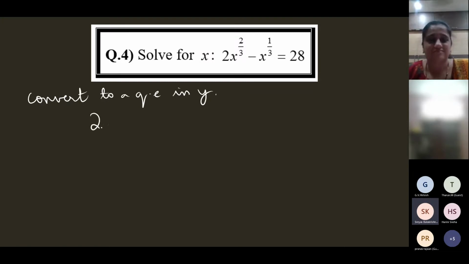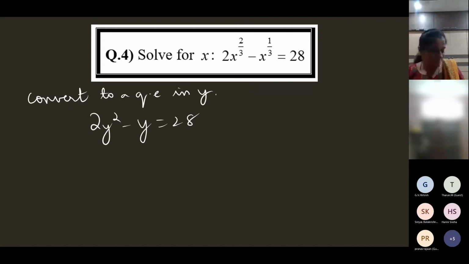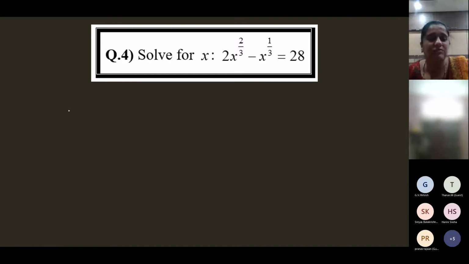2y square minus y is equal to 28. Very good. So you need to write 2 by 3 as 2 into 1 by 3. Let me work this. So this is what is given.